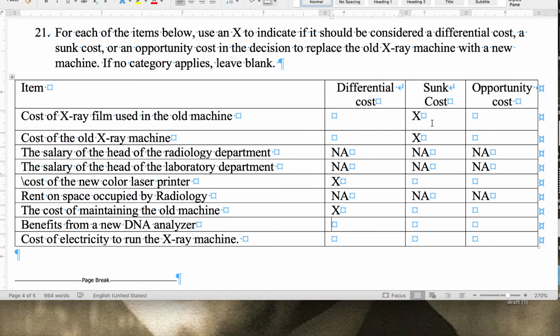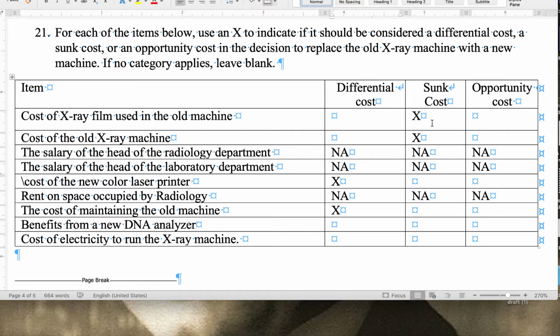Now, benefits from a new DNA analyzer. Let's think about this. I have a choice. I'm dealing with x-ray machines, right? Getting an old one, buying a new one. So what is the cost or the benefit from a new DNA analyzer?